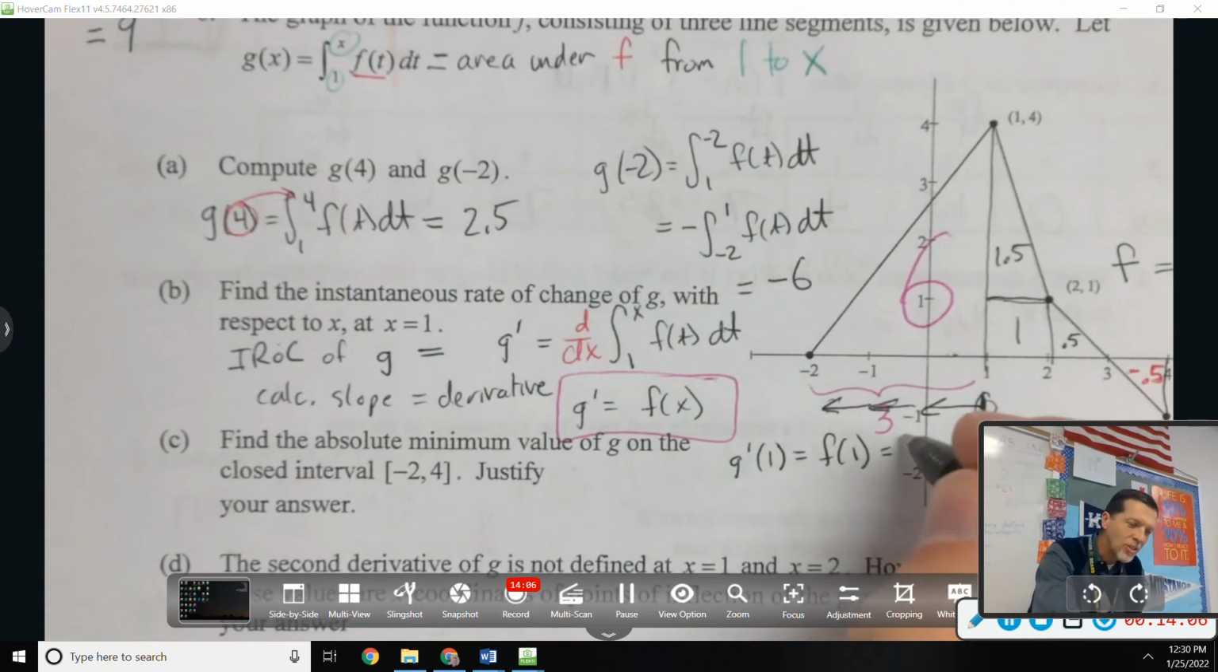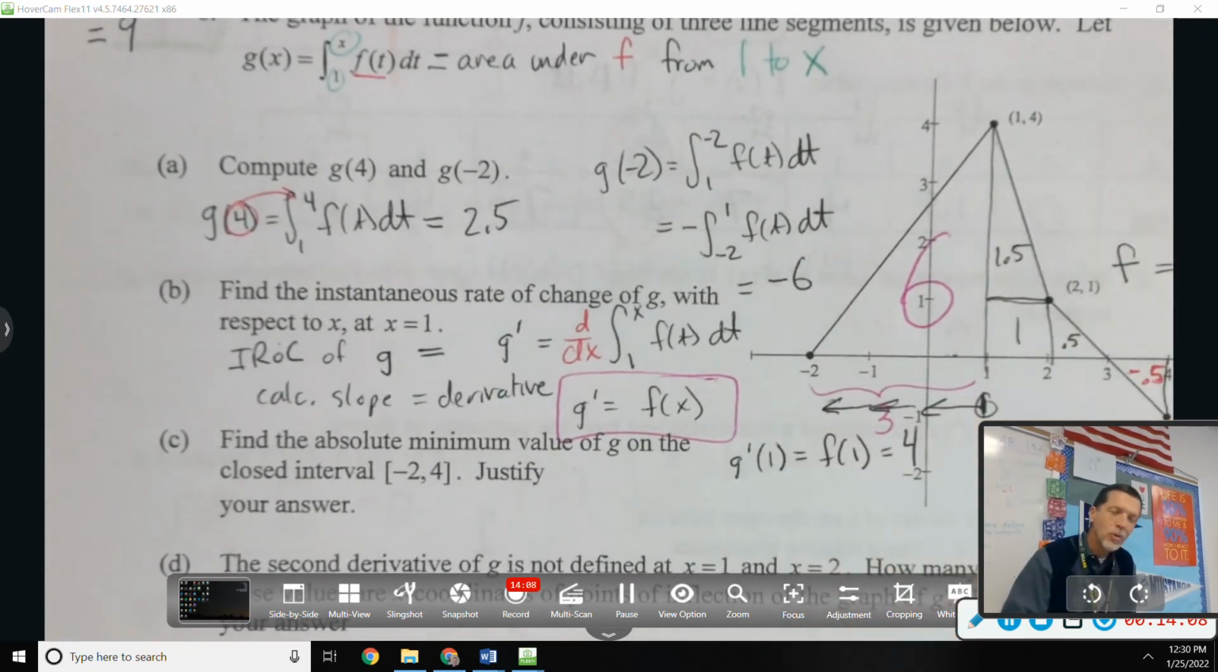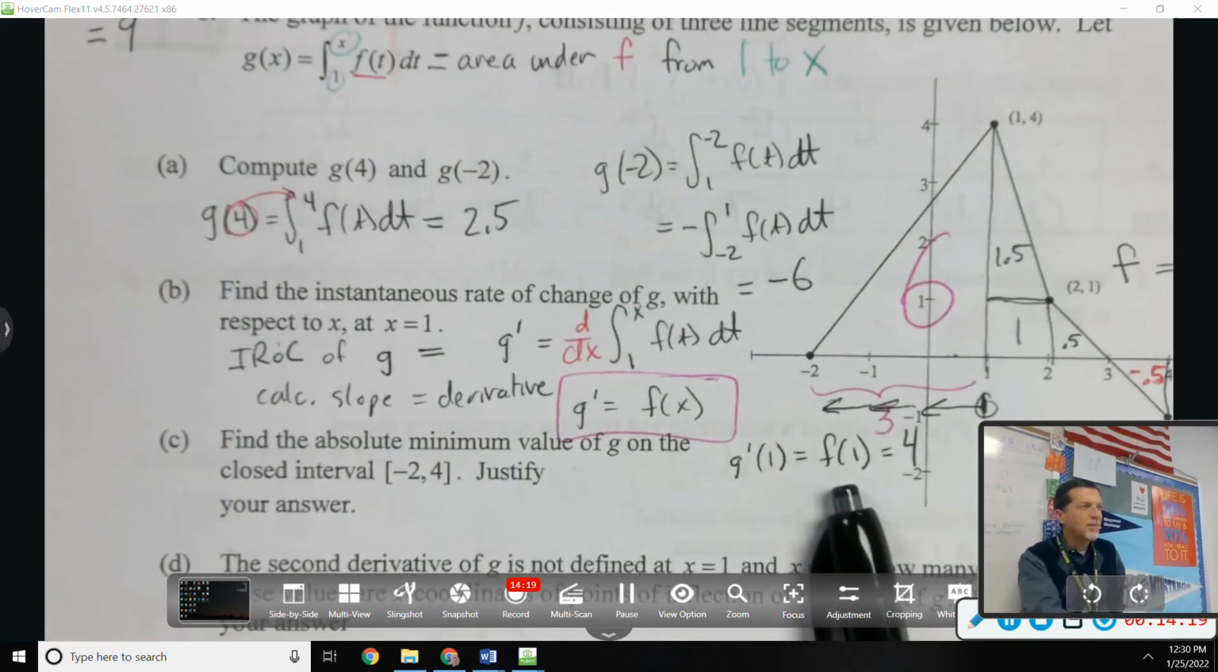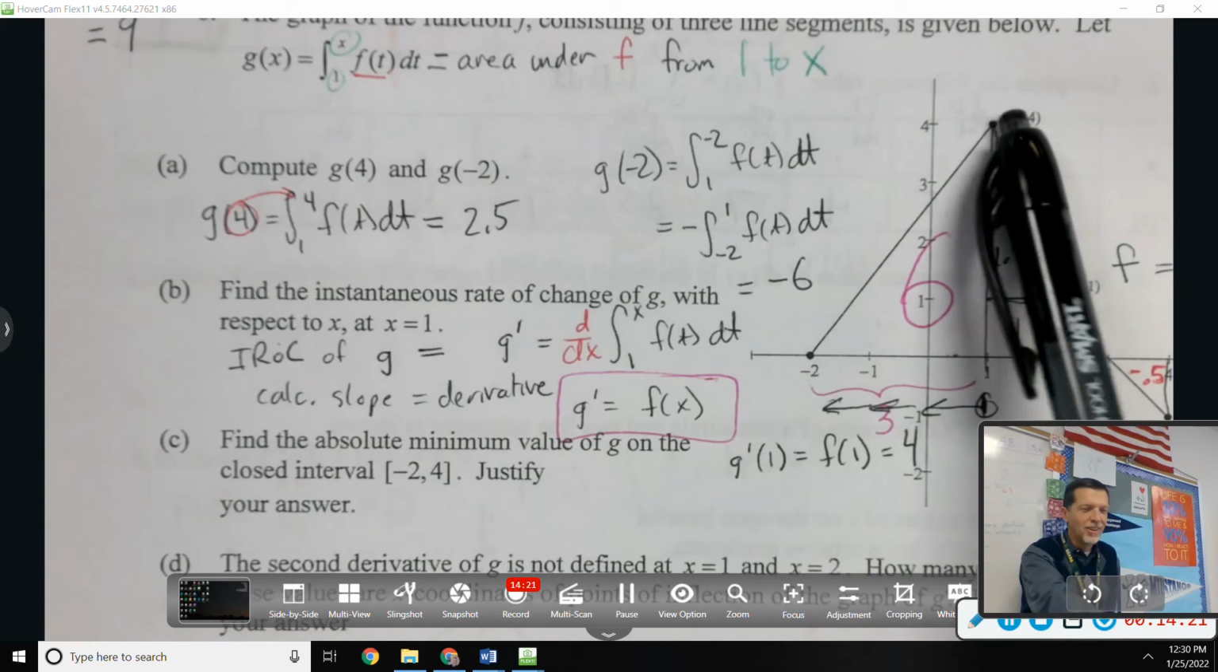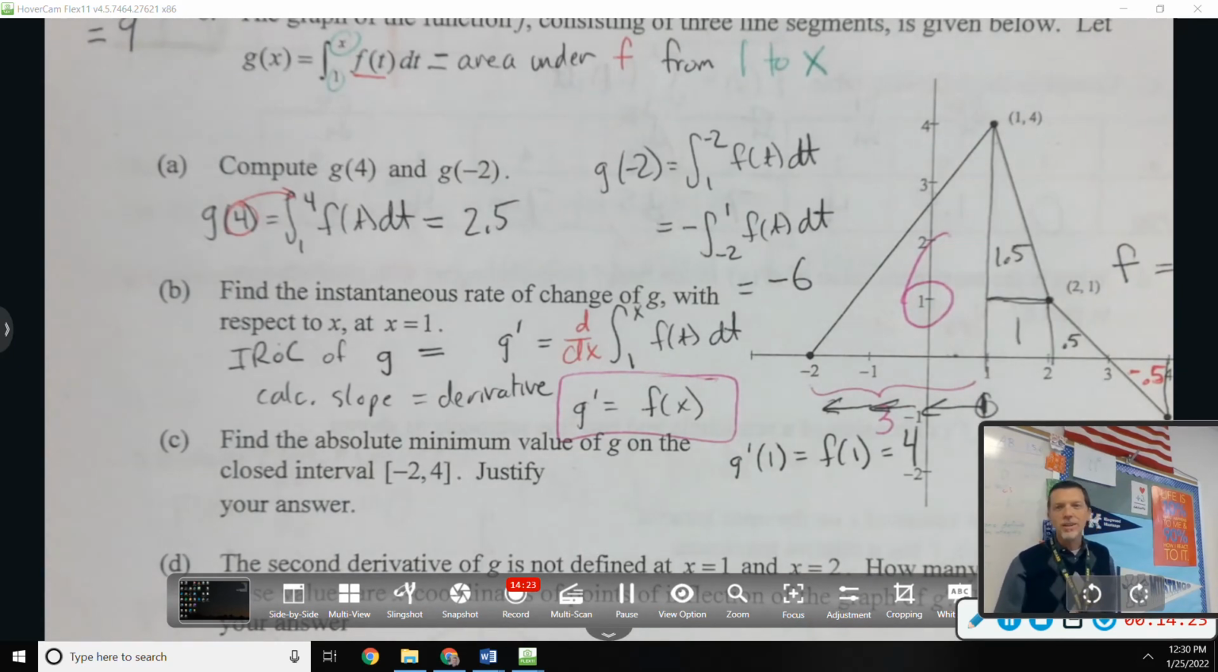So that just means look at the graph. F of 1 is 4. So 4 is the answer? 4 is the answer. Like all the hard work was up front. The easy work was, oh, G prime is the same as f. F of 1 is on the picture. F of 1 is 4. So the instantaneous rate of change of G at 1 is 4.